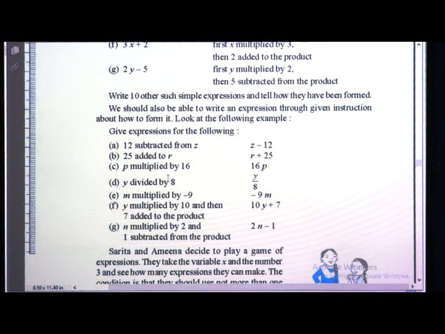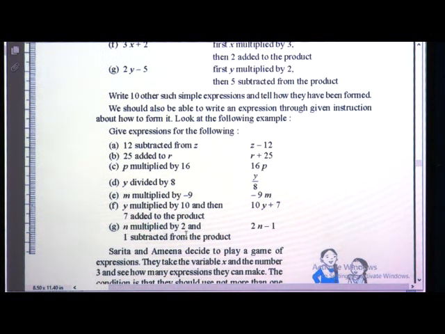P multiplied by 16, 16p. Y divided by 8, y by 8. M multiplied by minus 9, so minus 9m. Y multiplied by 10 and then 7 added to the product. So, 10y plus 7. 10 is multiplied by y first and then 7 is added to the product, 10y plus 7.